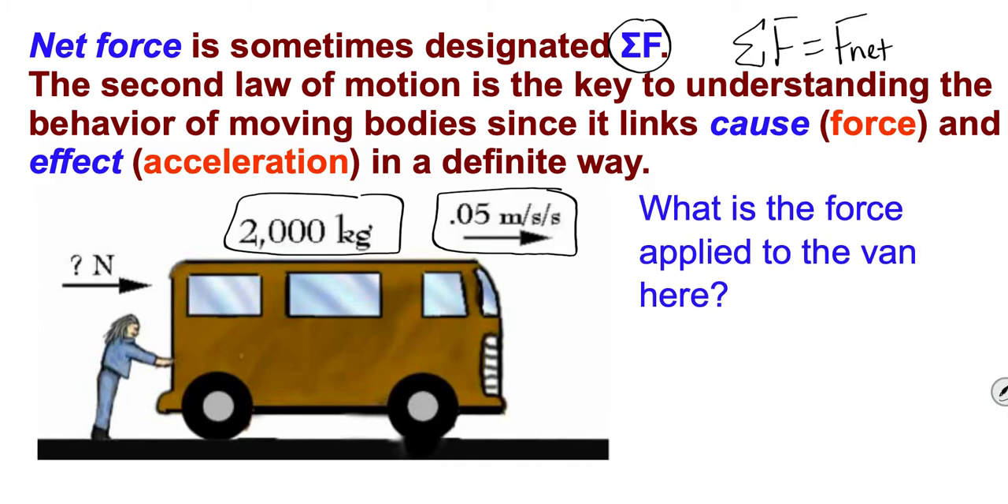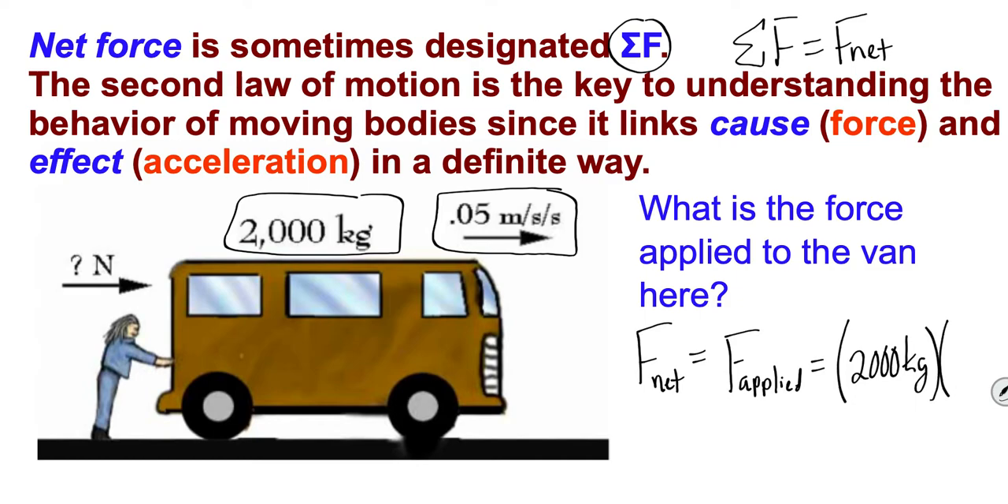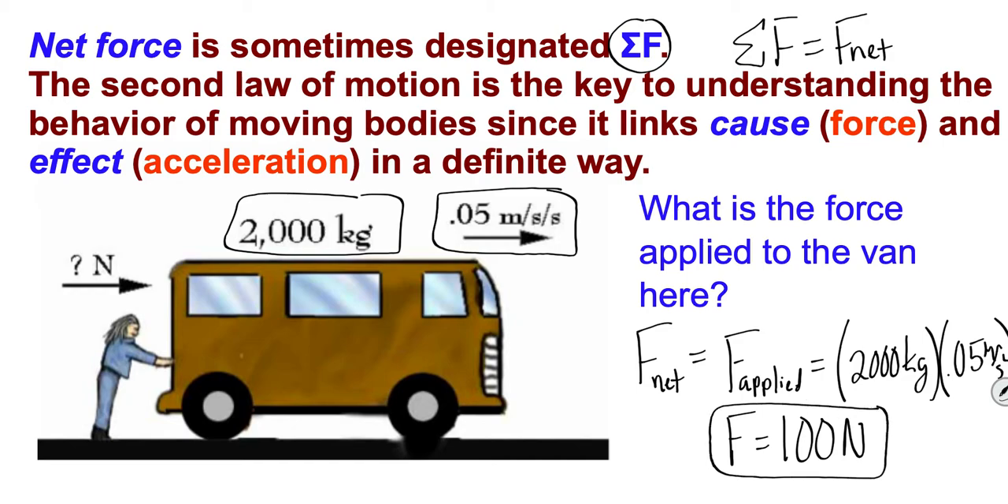All right, well, let's figure this out. So our net force, which is the applied force, I suppose, okay, so they're the same thing, is equal to mass, which is 2,000 kilograms, times acceleration, which is 0.05 meters per second squared. You just multiply those two, so our force is going to be equal to 100 newtons. So you just multiply those two numbers and you get your net force. Simple as that.